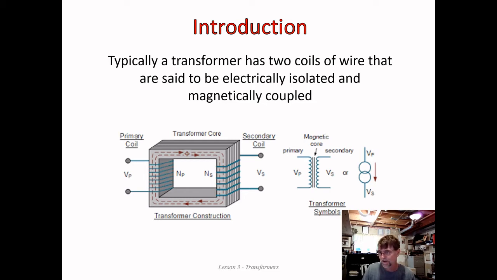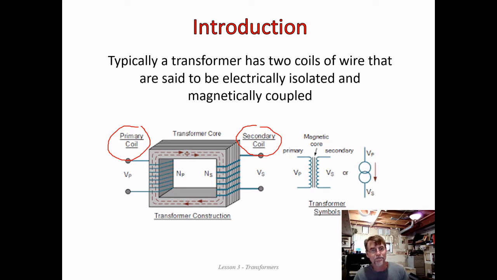Now, in terms of labeling, you'll notice that this coil is referred to as the primary coil, and this coil is referred to as the secondary coil. So these are how we refer to our 2 coils, primary coil, secondary coil.